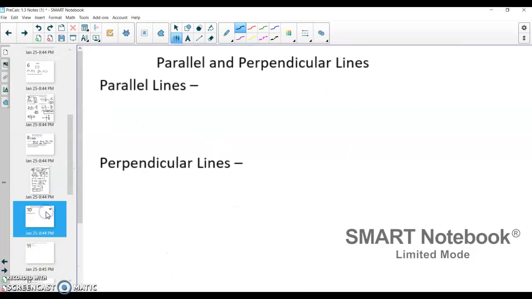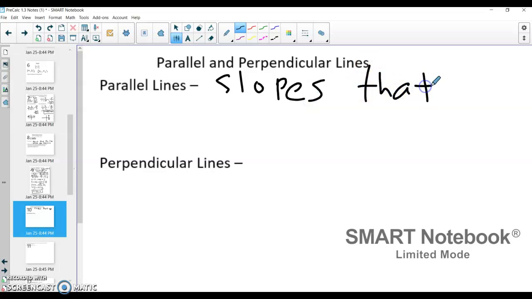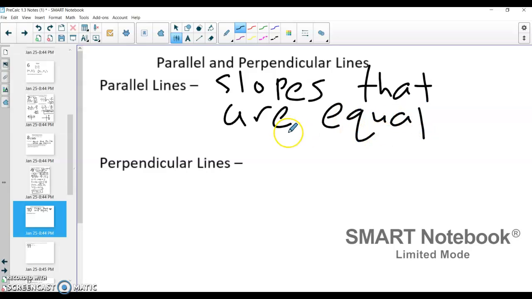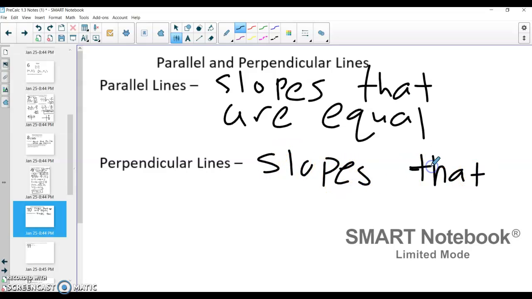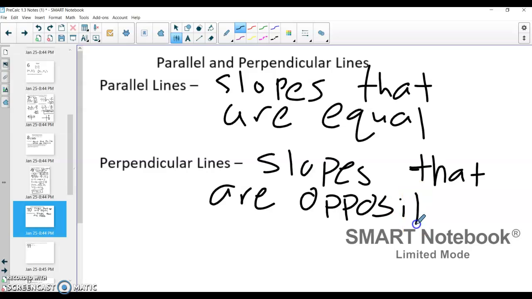Moving along, we have a couple little notes here. Parallel lines have, we're talking about slopes here, so parallel lines have slopes that are equal, meaning if you have a line with a slope of 1/2, the line that's parallel to it will also have a slope of 1/2, and perpendicular lines have slopes that are opposite reciprocals. Hopefully you remember that term from geometry last year, or from maybe algebra last year too.